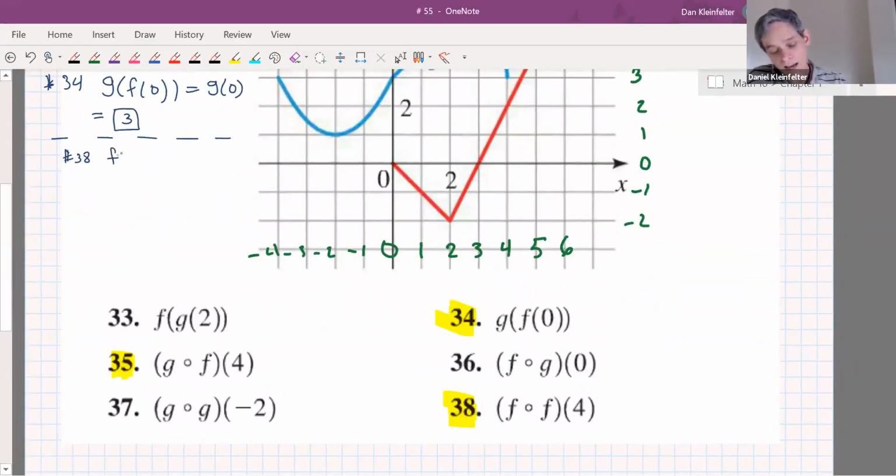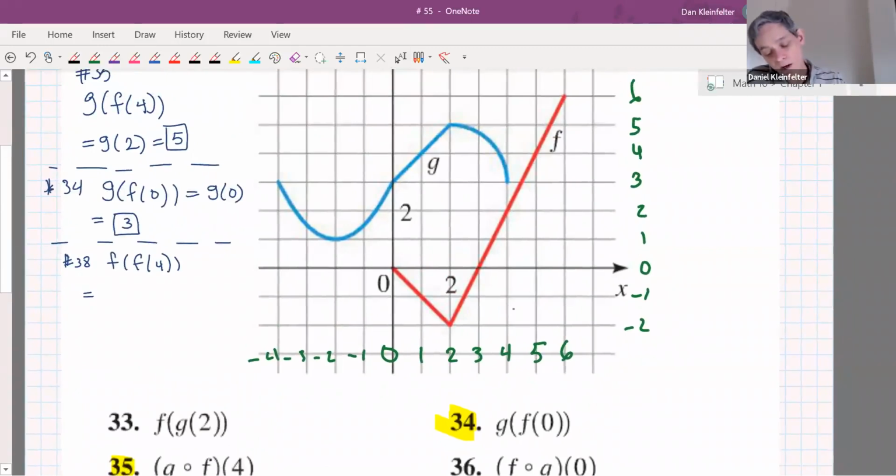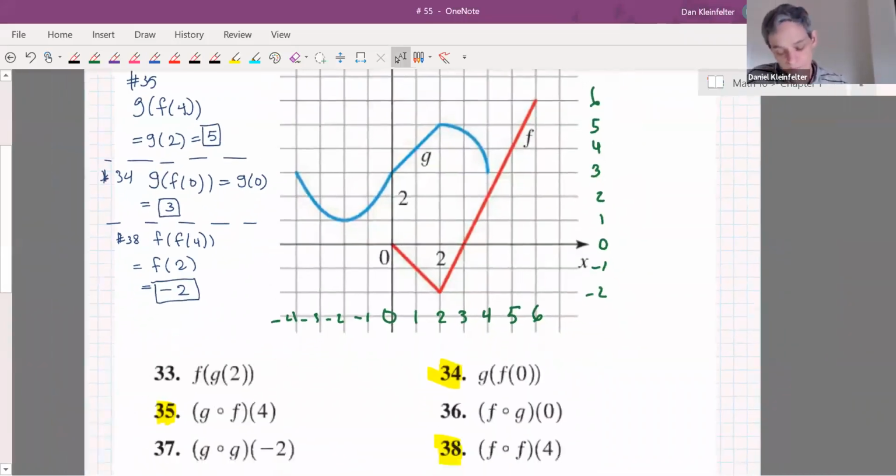We're going to find f of f of 4. So we're going to take an x value of 4 and put it into f. That will give us 2. We're finding now f of 2. Our input value of 2 will give us in f an output of -2. In these 3 examples, we were finding function compositions where the functions were given in the form of a graph.